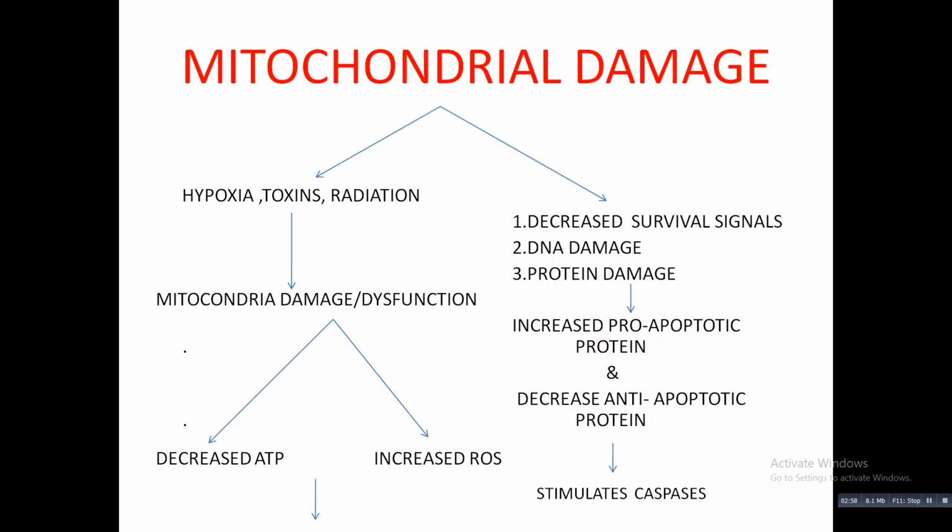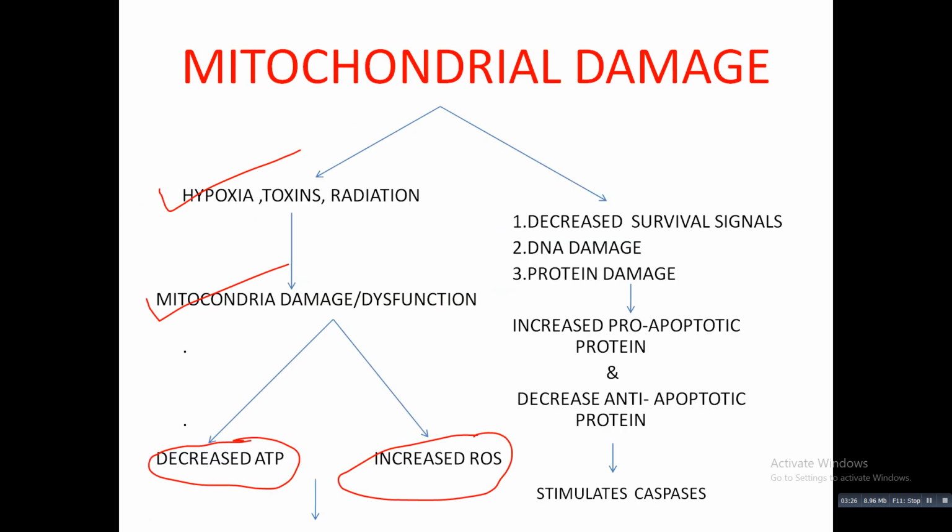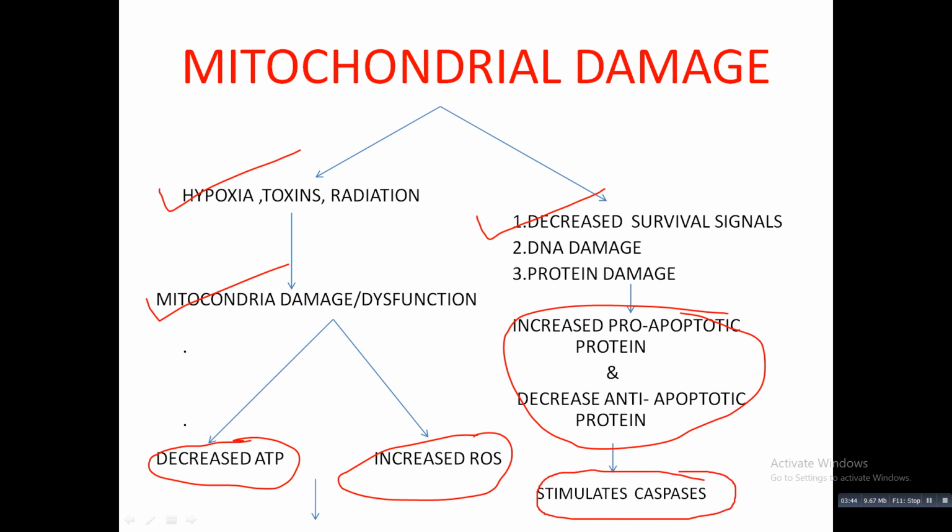Coming to mitochondrial damage, as we've already discussed, any kind of hypoxia, toxins, radiation can lead to mitochondrial damage and dysfunction, leading to decreased ATP production and increased ROS production, leading to necrosis. Also, in necrosis there is damage to the cell membrane as well as damage to the membranes of the organelles, for example lysosomal damage, ultimately leading to cell swelling as well as enzymatic digestion. The other mechanism where mitochondria is playing a role in cell death is whenever there are reduced survival signals, DNA or protein damage, it leads to an increase in pro-apoptotic proteins and decrease in anti-apoptotic proteins, ultimately leading to the release of cytochrome C, which stimulates the caspases and then ultimately leads to apoptosis.